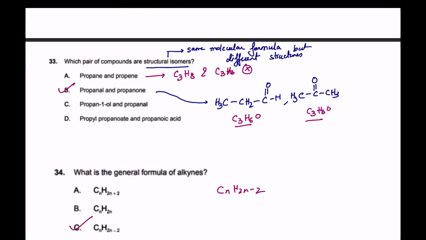Question 33. Which pair of compounds are structural isomers? So what is a structural isomer? Structural isomers are two organic compounds having the same molecular formula but different structures. So we need to check which ones will have the same molecular formula first and then check their structures. First one, propane and propene, they will have different molecular formulas. Propane is C3H8, propene is C3H6, so it will not go.